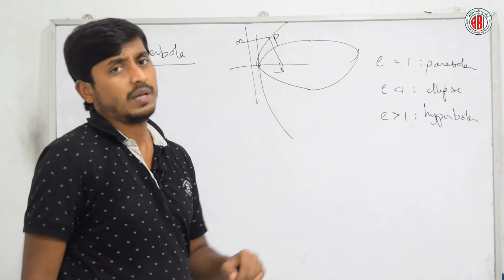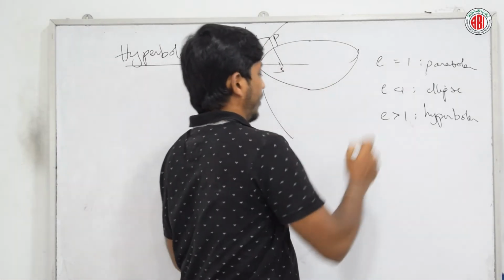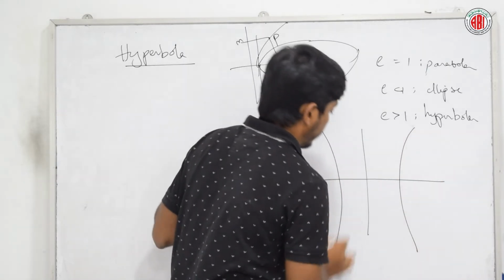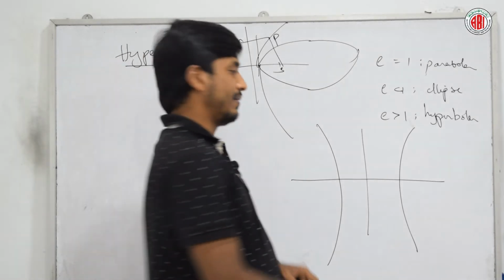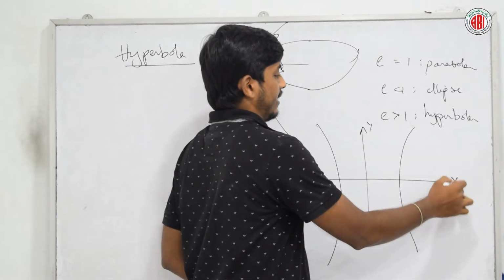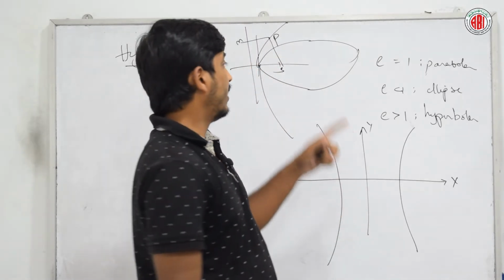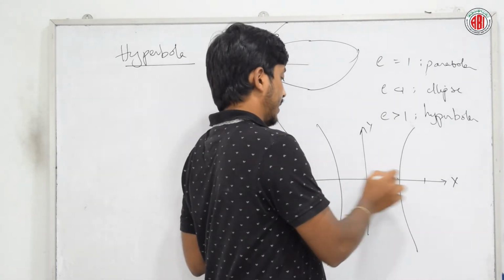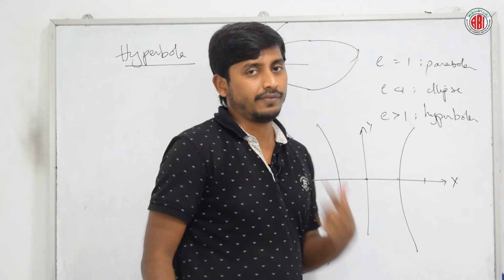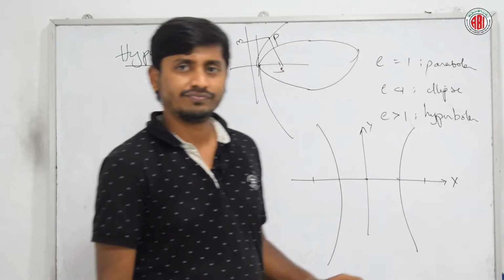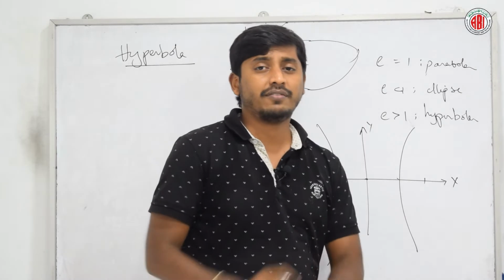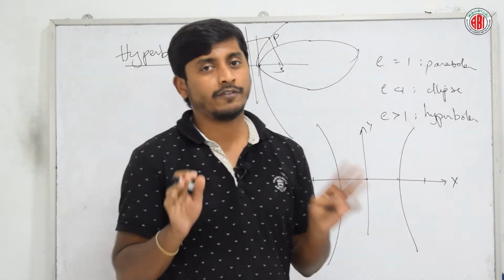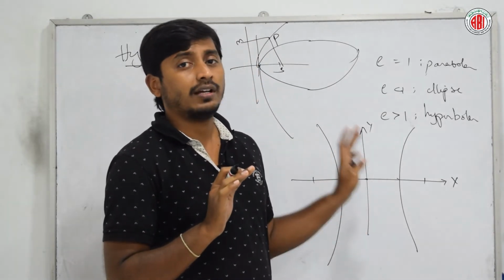hyperbola. How will the shape be? Obviously there is a one-sided hyperbola, it will look something like this. This is one axis, this is the x axis, same as the ellipse. It will also have two foci and vertices. We'll discuss a few terminologies again. Whatever we discussed about the ellipse, you will have the same story throughout for the hyperbola.